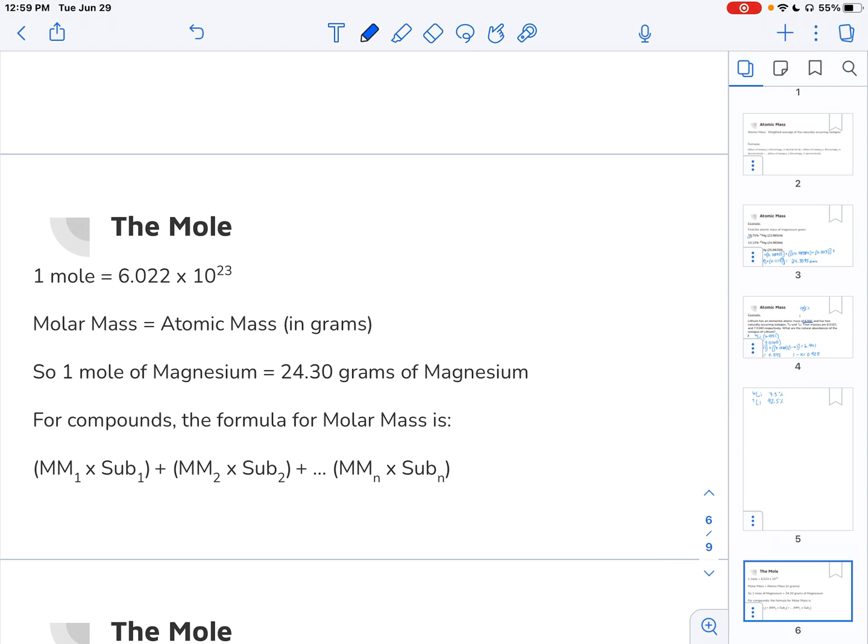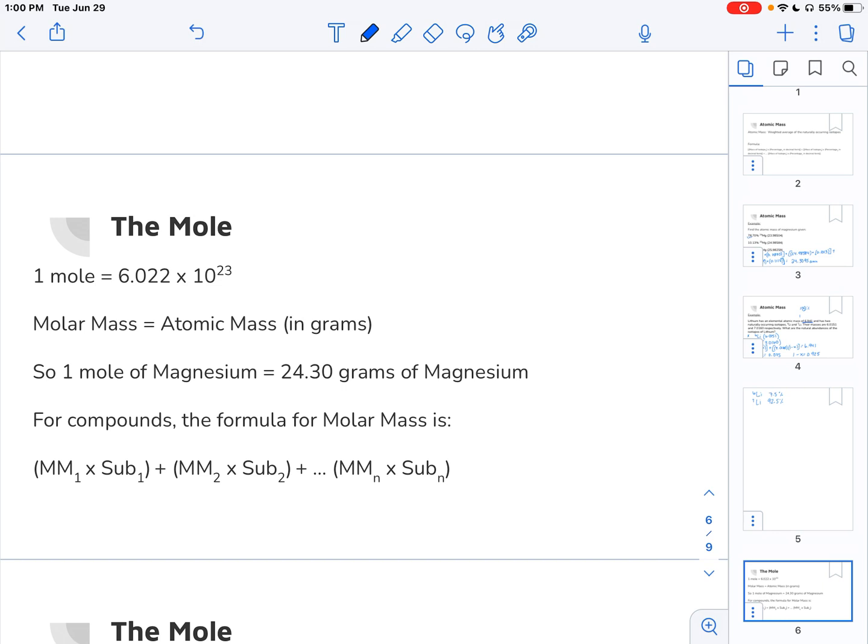So the next section of this lesson of the summer assignment is the mole. Now the mole you're probably familiar with from your intro class. The mole is a counting unit, just like a dozen. So like a dozen would have 12, a mole has 6.02 times 10 to the 23rd. You can use that for anything that you want to count.